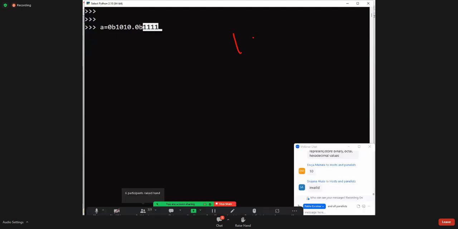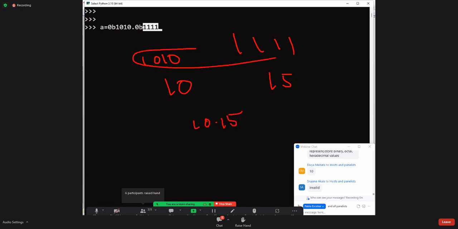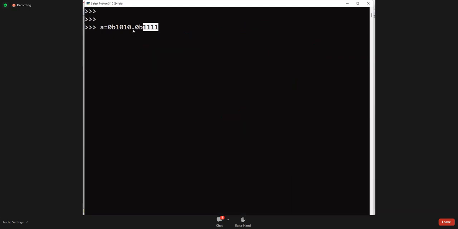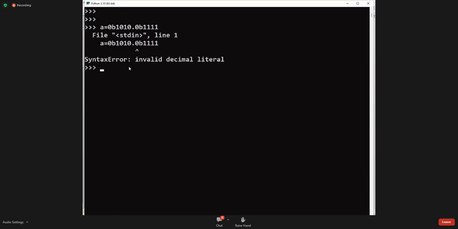Good, you need to remember 0B111 is called 7... sorry, 15. And 1010 is called what? And you are trying to store 10.15 like this, which is not possible, it is saying. You cannot represent dot separation, left side some binary, right side some binary, not possible. Did you understand, students? It's the most important, invalid.